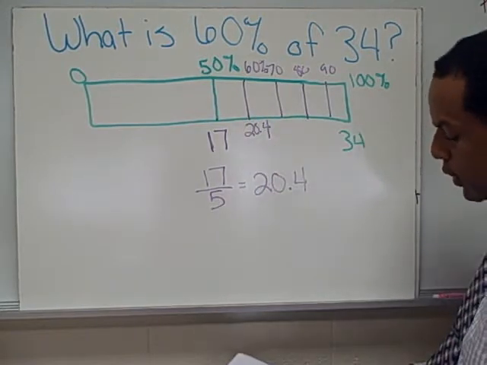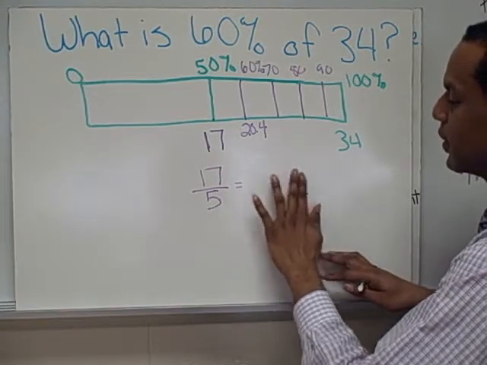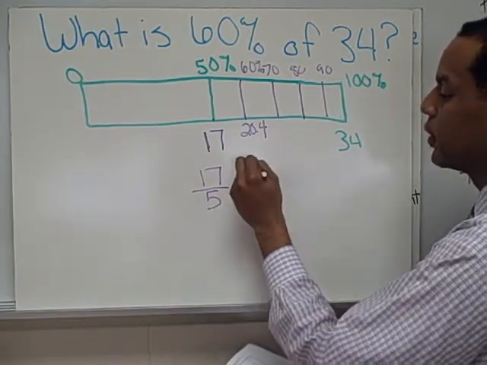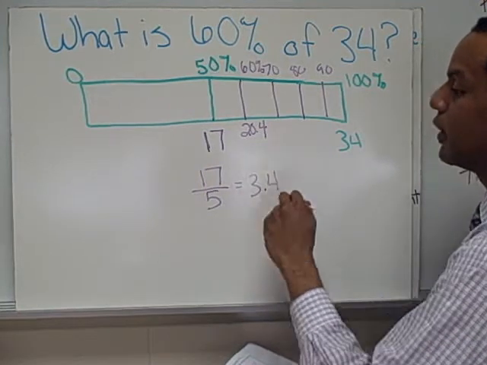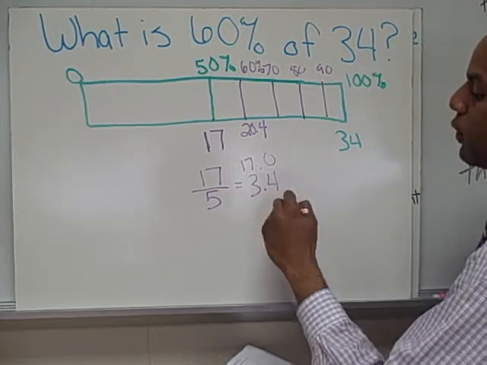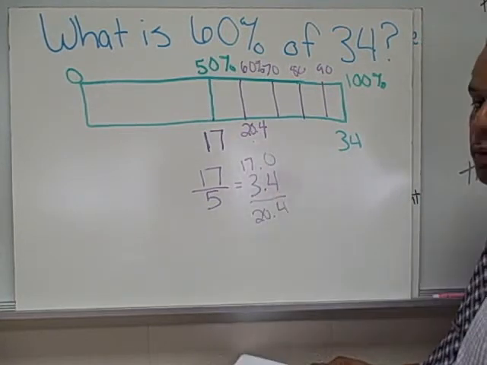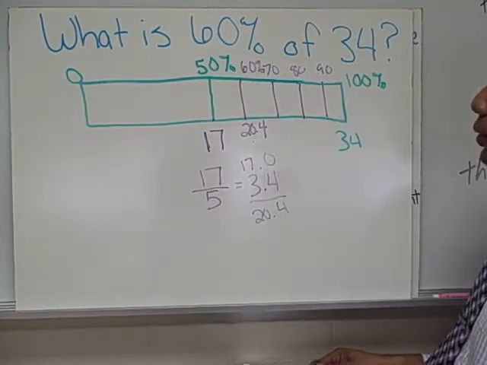I think that's wrong. This should be 3.4. And if I add 17 to 3.4, that will give me 20.4. So that would be my 60%.